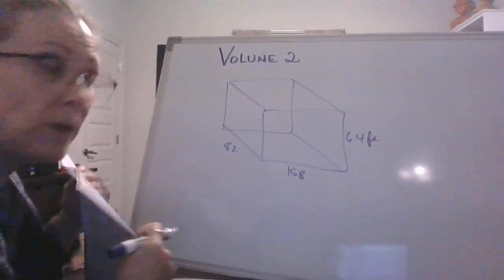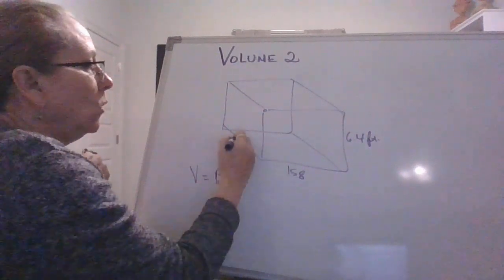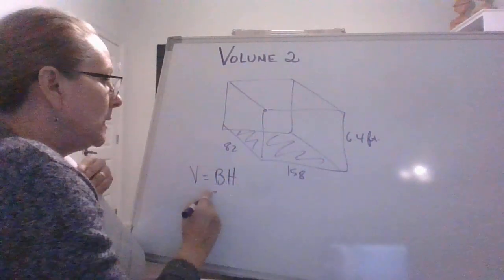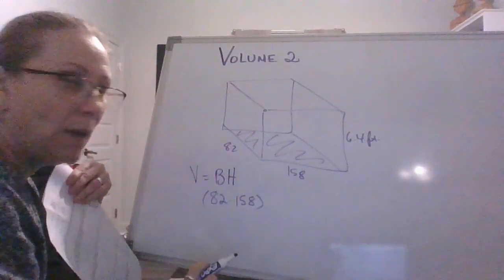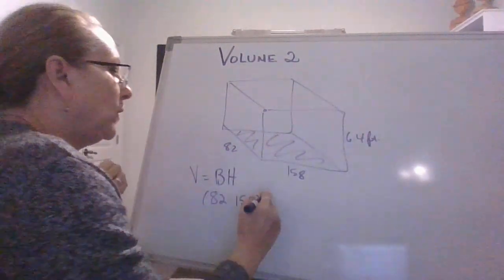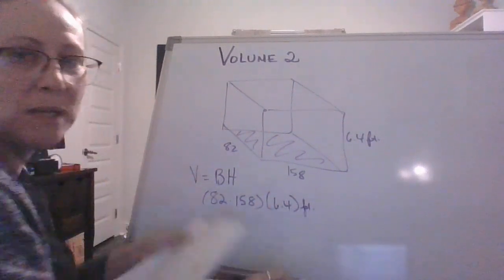1A, find the volume. Volume equals the area of the base times the height. Well, what is the base? It is 82 times 158. It is the area of that base. The height of the pool is 6.4 feet. So you're like, wow, there must be a catch.